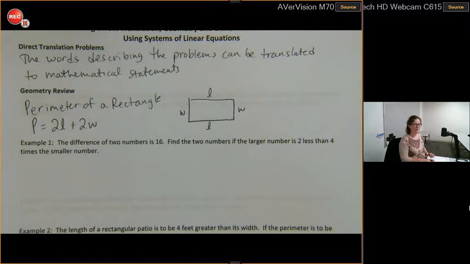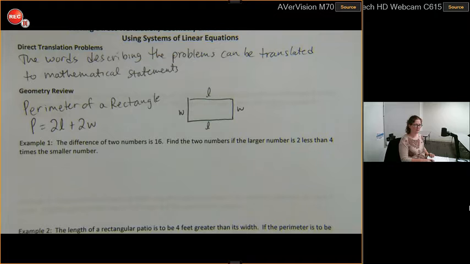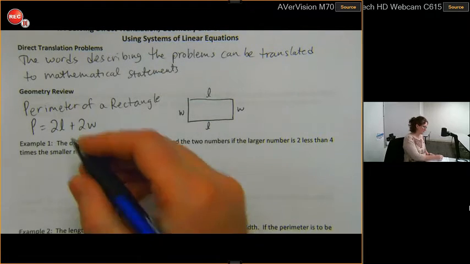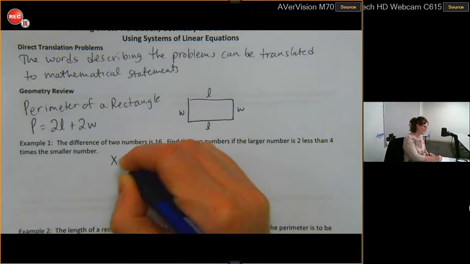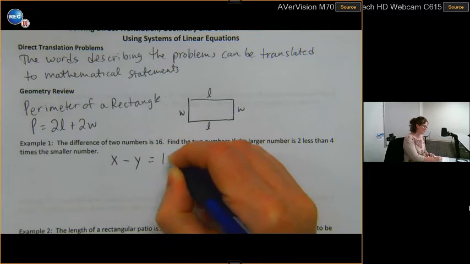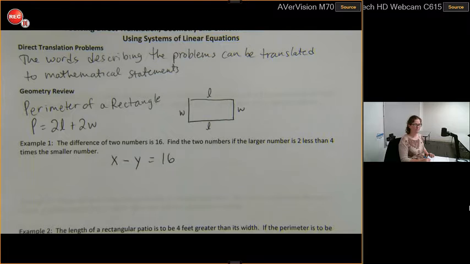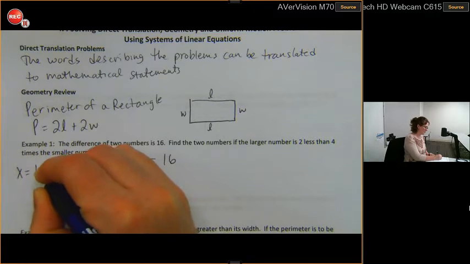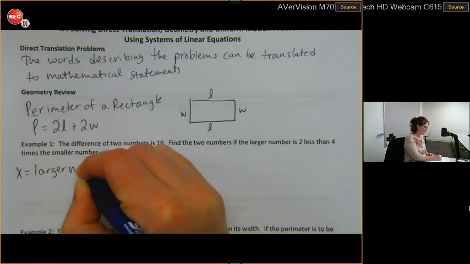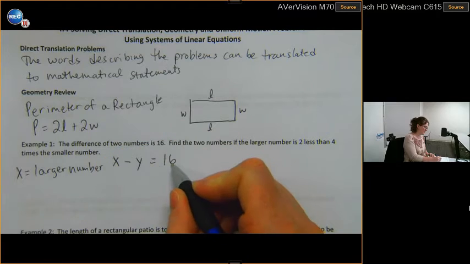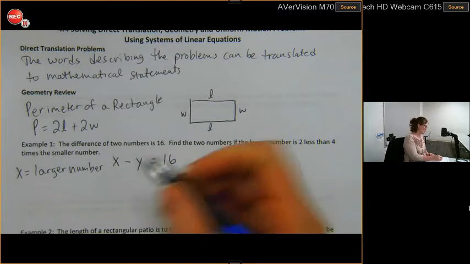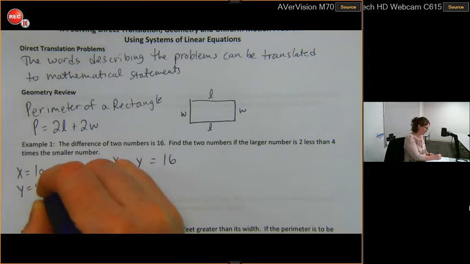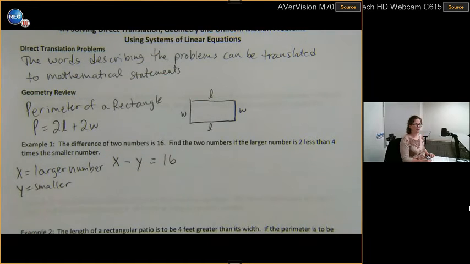Our first example is a direct translation problem. It says the difference of two numbers is 16. So that sentence says if I take two numbers and I subtract them, the answer is 16. What's also important is in a subtraction problem, the larger number is written first, as long as our answer is positive. So it's positive 16, so that means x must be the larger number, and that means y is the smaller number.